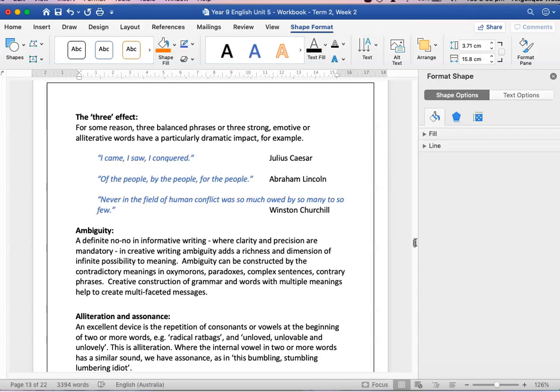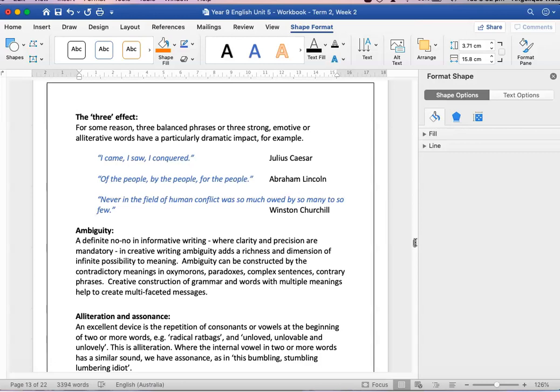Okay, I'm going to not explain each of those to you. We've done them already in Year 9 English, but I'm going to ask that you go and have a look, research each of those: oxymorons, paradoxes, complex sentences, and contrary phrases, and write down those definitions in your learning journals, again to recap those concepts that we've studied earlier in the year.